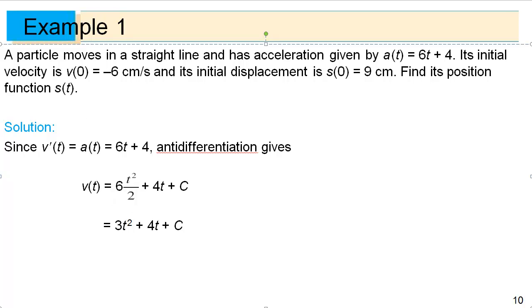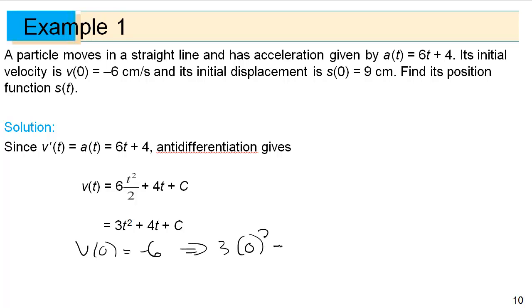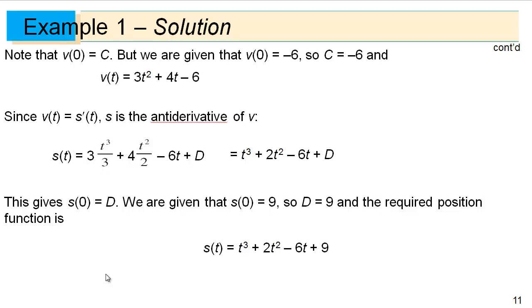But we don't want c. We want to know what c actually is, which is very easy, because we know v of 0 equals -6. That means that if we plug 0 into this function, it should equal -6. So 3 times 0 squared plus 4 times 0 plus c has to equal -6. Well, these all go away, and you basically get that c equals -6. And now you know specifically this is your function for velocity, 3t squared plus 4t minus 6 instead of just a plus c.